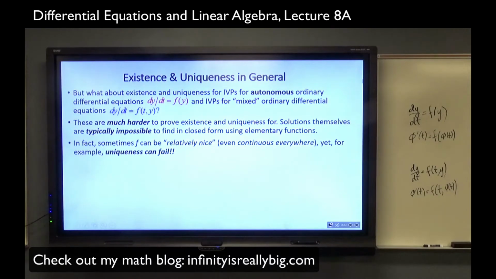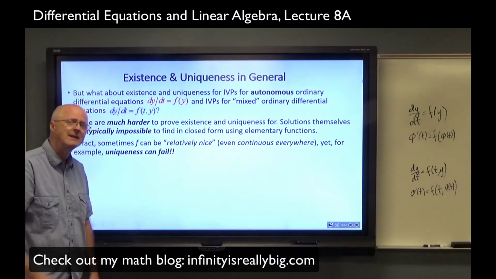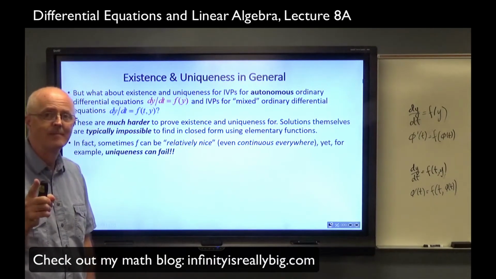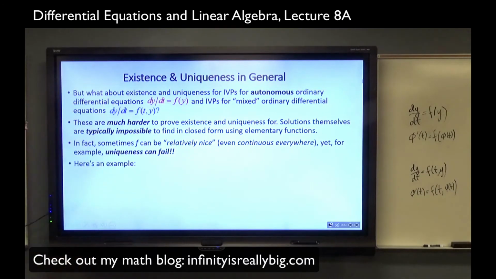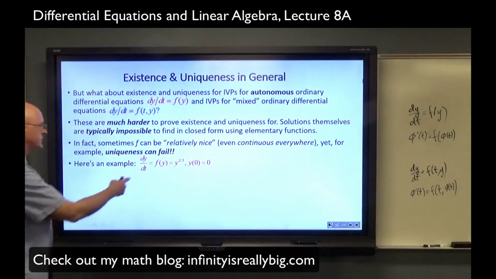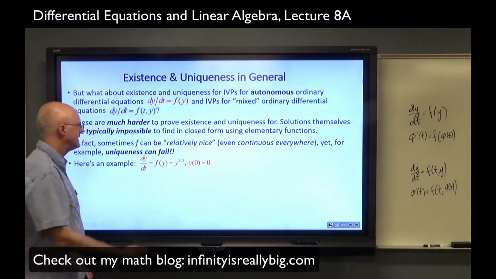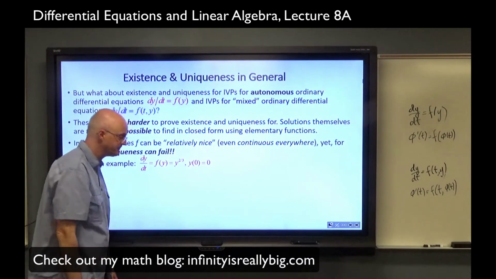In fact, sometimes f can even be relatively nice, like continuous everywhere. Yet, for example, uniqueness can actually fail. Continuity will be enough to guarantee existence, but not necessarily uniqueness. Let's look at an example of that. dy/dt equals f of y equals y to the 2/3, y of 0 is 0. That's an autonomous differential equation. We're looking for the solution or solutions that go through the origin.